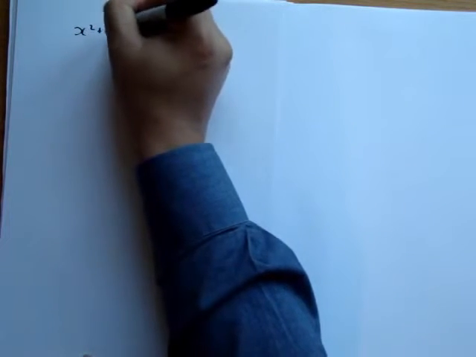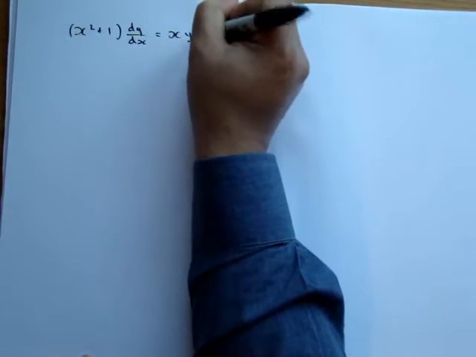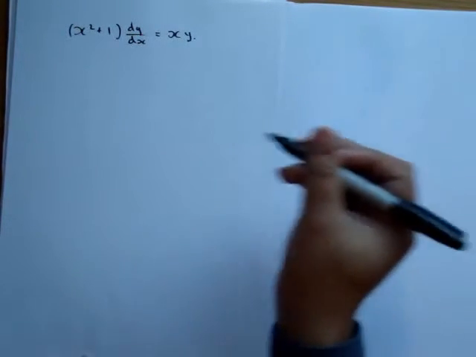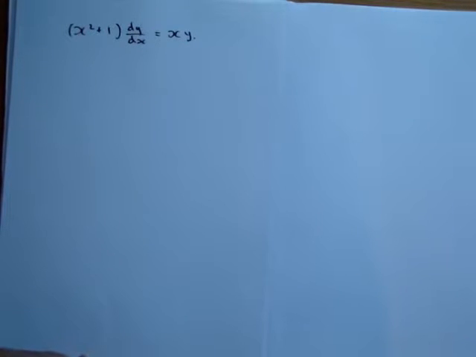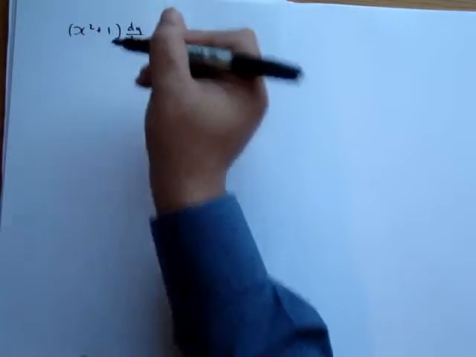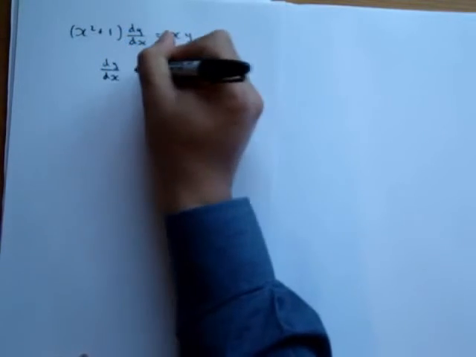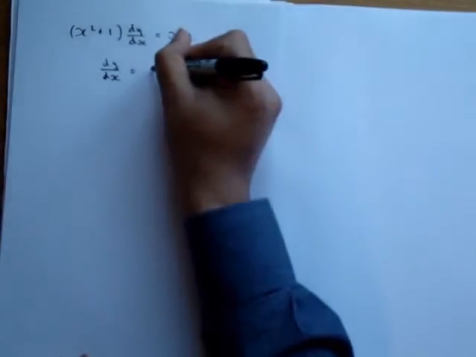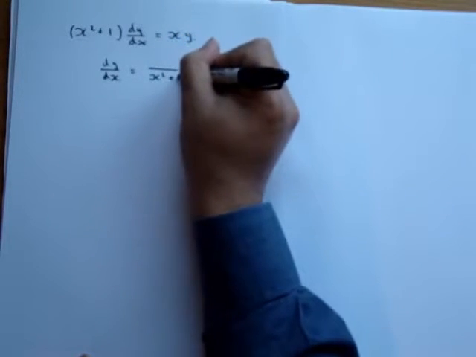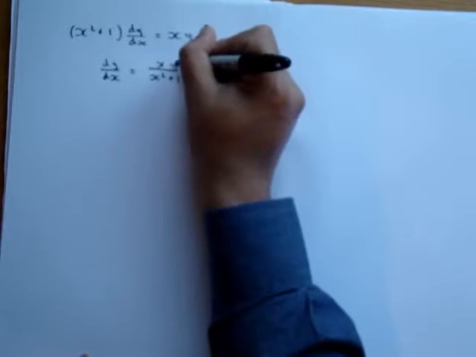x squared plus 1 dy/dx equals xy. So what do we do here? We can get rid of the x squared plus 1 by dividing through by it. So this just leaves us with dy by dx equals, here we've got x squared plus 1 on the bottom, and we've got x and y on the top.